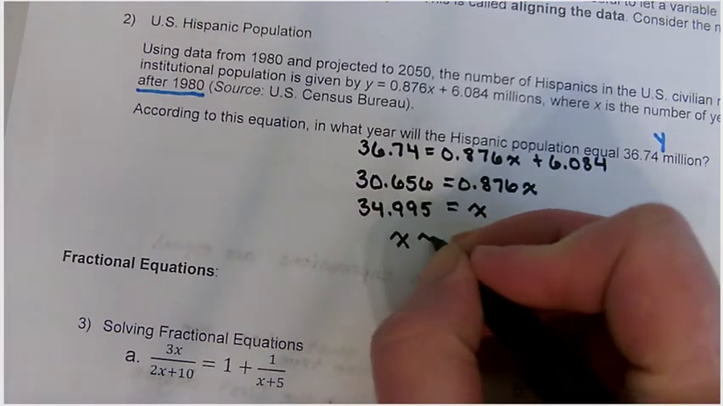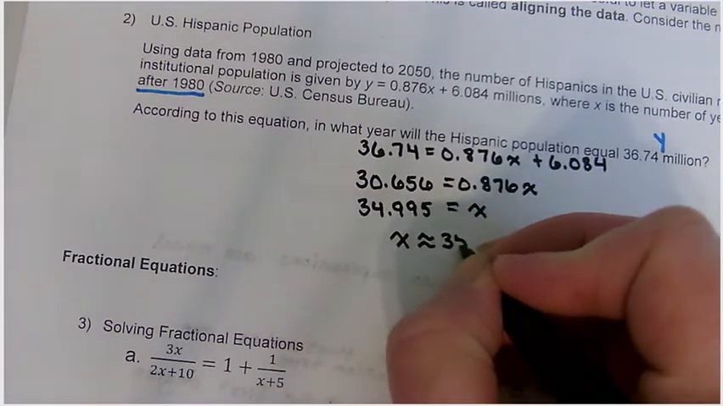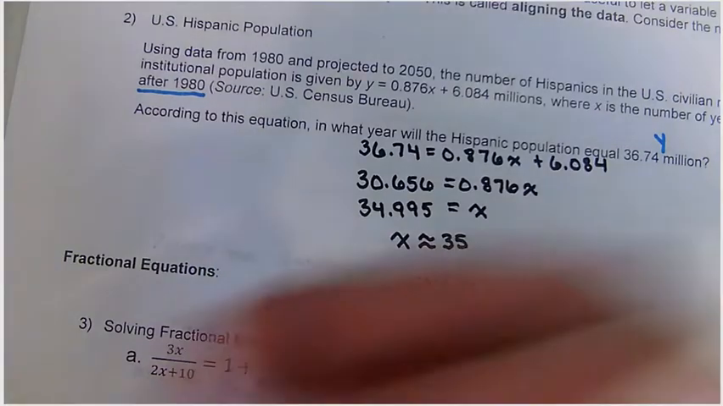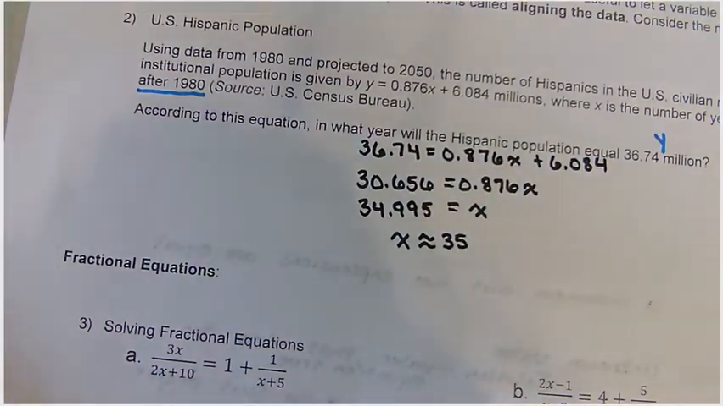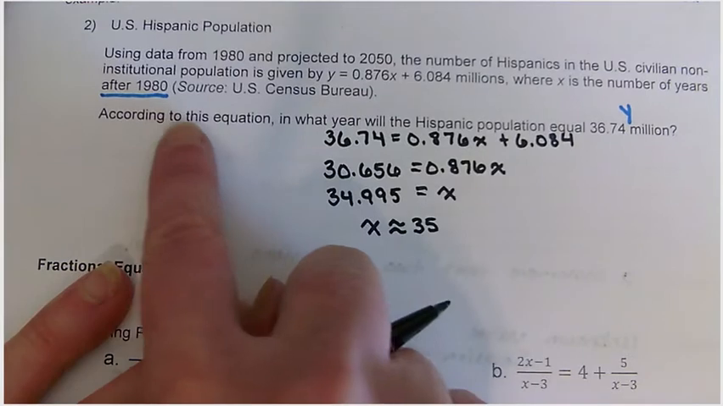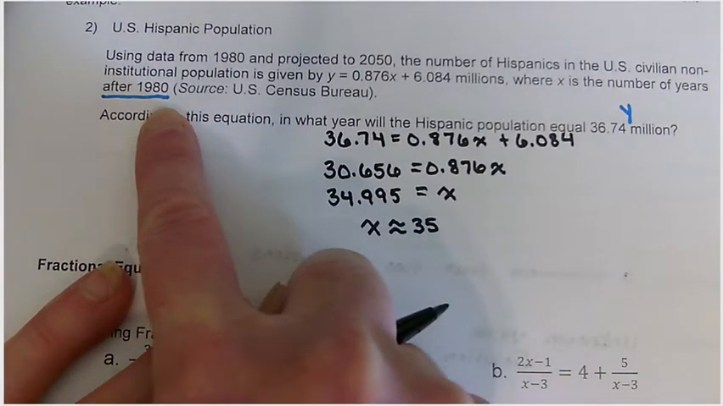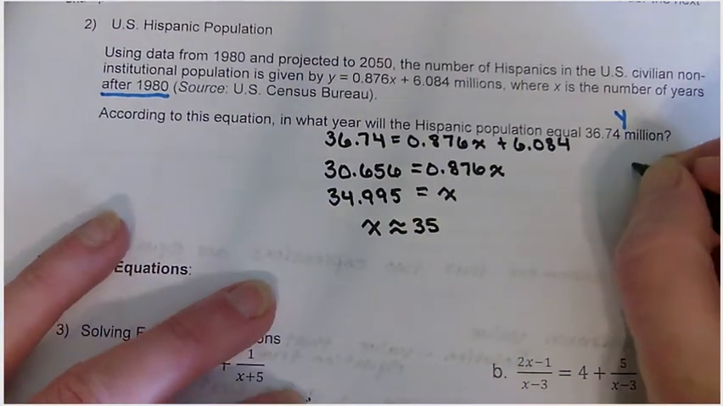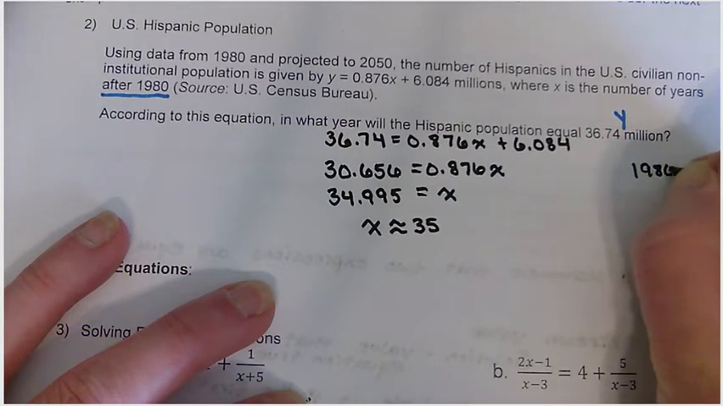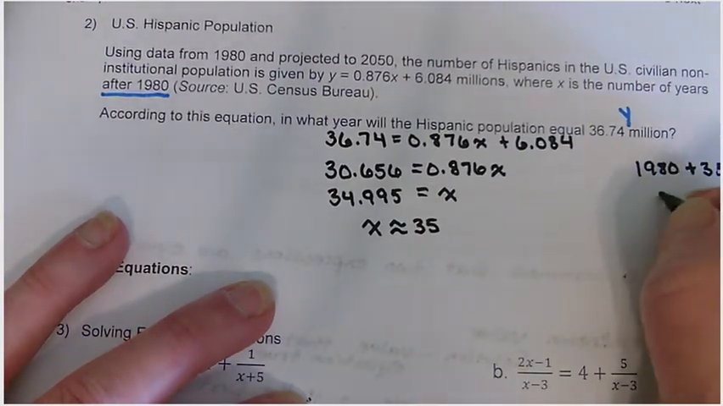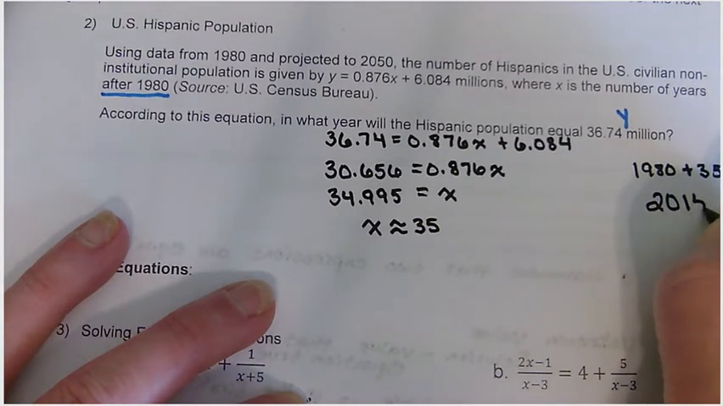That's approximately 35. And we're talking about years, so talking about 0.995 years doesn't make sense. So that's approximately 35 years. And remember, the number of years was after 1980. So we would have to come over and go 1980 plus 35 gives us 2015.